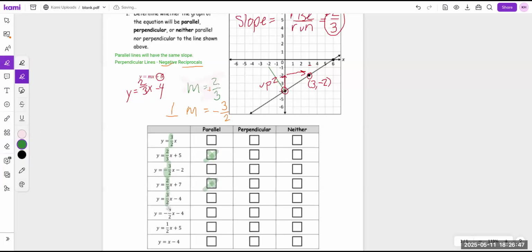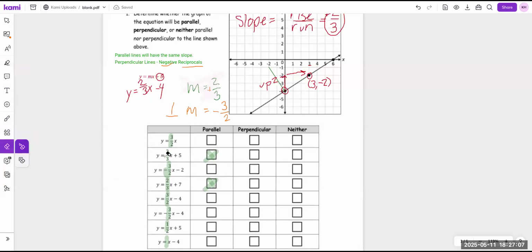3/2. Nope, not the same. -3/2. Nope, not the same. 1/2. No, not the same. And a slope. What is that slope? Oh, yeah. What could I multiply x by to keep it the same number? I can multiply it by 1. So that's not it either. All right, so those are our two parallel lines, right?